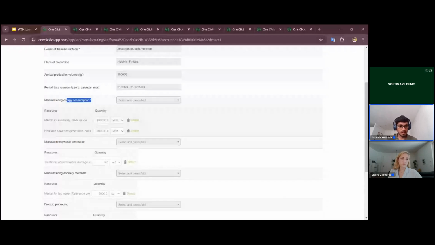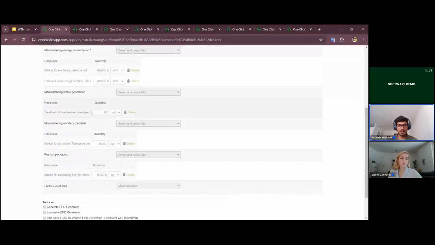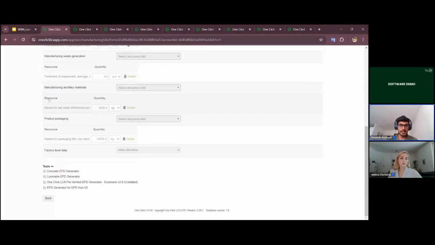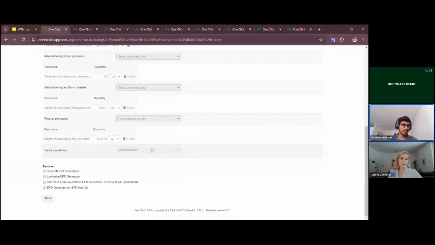So in a year, this product line consumes 100,000 kilowatt hours of electricity, and the resource use for manufacturing waste, as well as ancillary and packaging. So I've entered all of this on the level of the factory. And what we want to do here is we want all of this information at the product level. So the factory level data comes in handy. So I choose whether it's mass allocation.